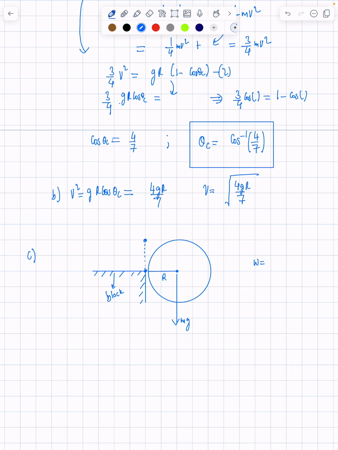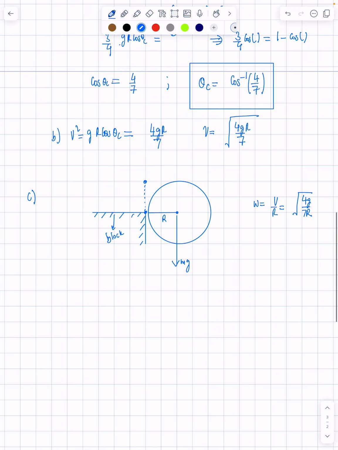So for omega, you have to use part B. Omega is basically V over R, and V we found in part B. So it's basically the square root of 4g over 7R. So this is omega, and it will always remain the same. So to find the velocity at this point, when the cylinder rotates by 90 degrees, we have to use conservation of energy.